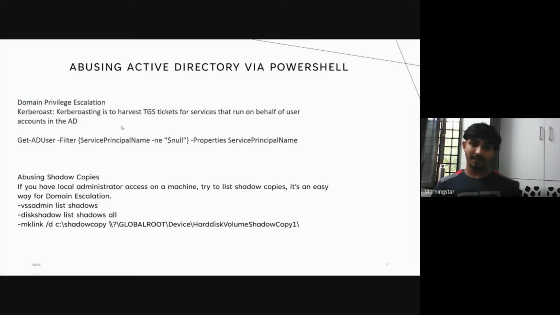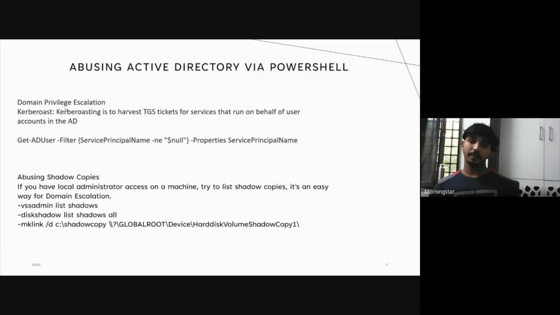If I get the TGS ticket of one of the users, then on the user's behalf I can use services. So what can be the command line for it? It will be Get-ADUser with -Filter, then ServicePrincipalName, which is SPN, and the properties of the service principal name. From an attacker's perspective, I'm going to use this PowerShell command line. If I use the -Properties ServicePrincipalName, I will get the whole data of that particular user: what kind of activity they have, what permissions they have, and the TGS of it. This is one way domain privilege escalation can happen, by getting this TGS.